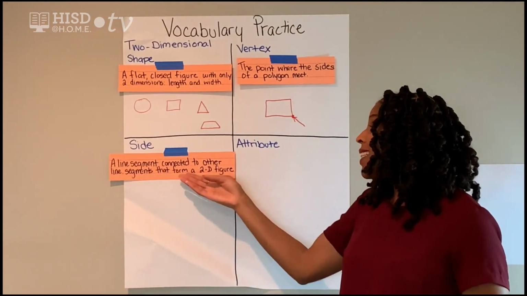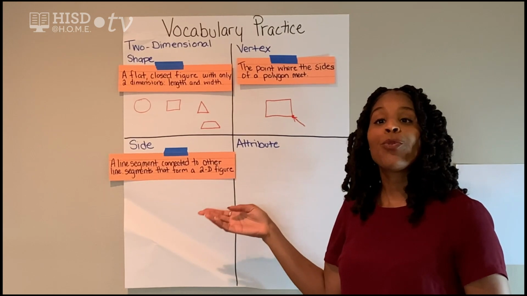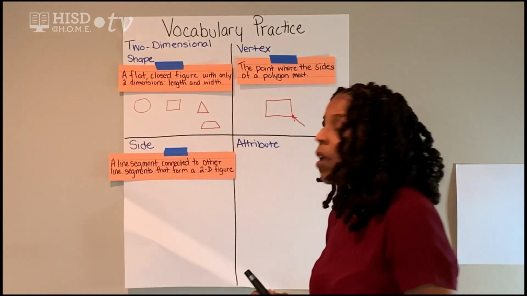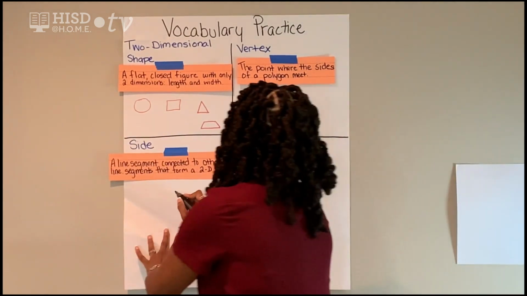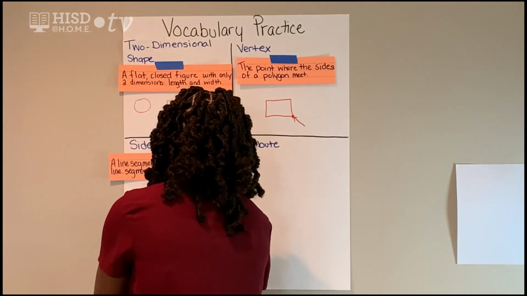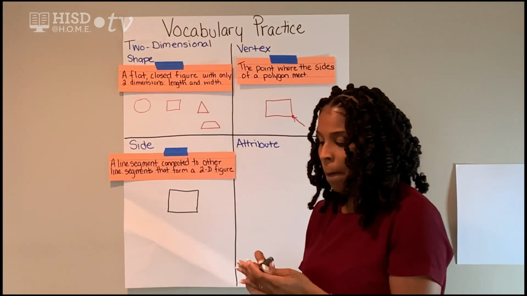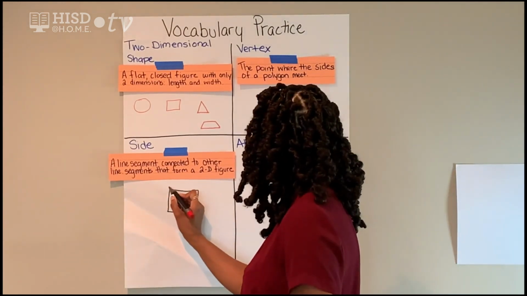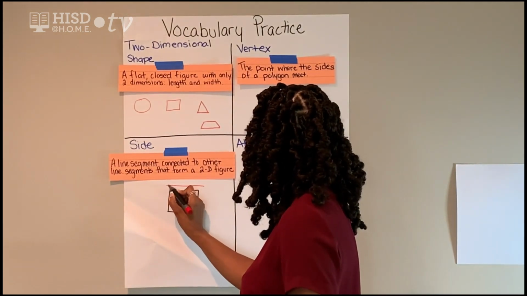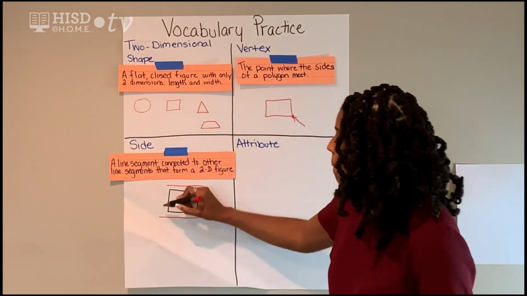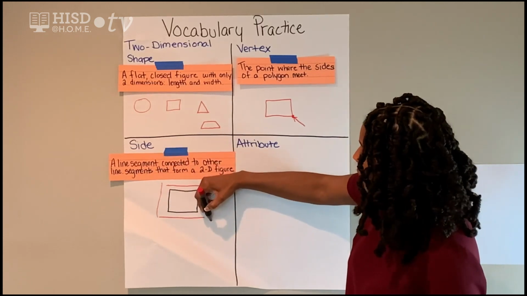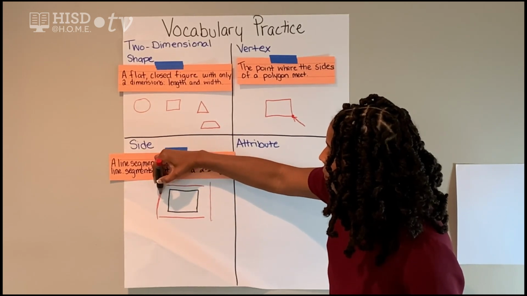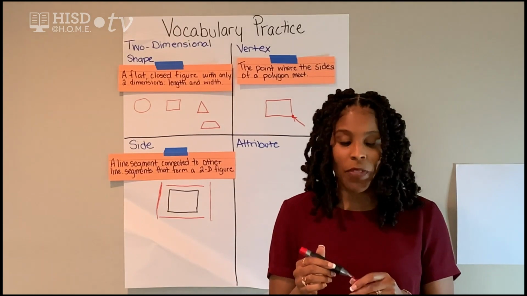Our next vocabulary word is side. A side is a line segment connected to other line segments that form a 2D figure. So I'm going to draw a 2D figure of a square. I'm going to draw a square today. And now I'm going to locate our sides for us. Here's a side. Here's a side. Here is one side. And here is one side. So we have four sides on this square.